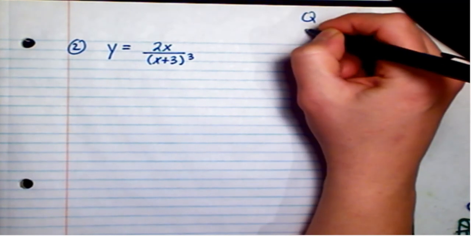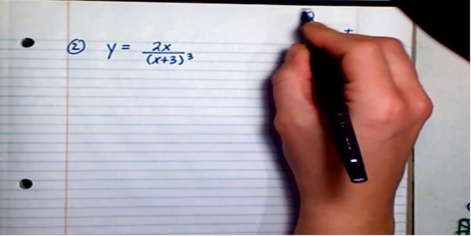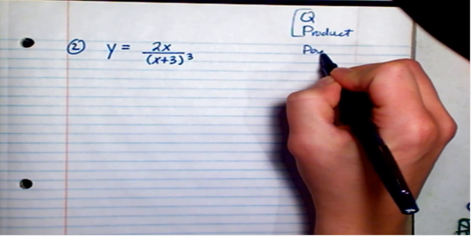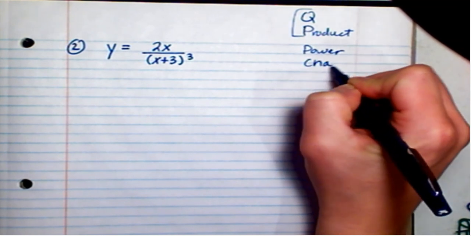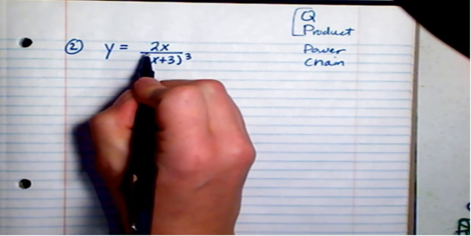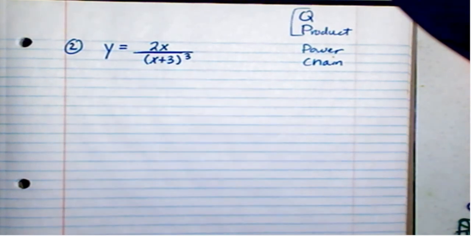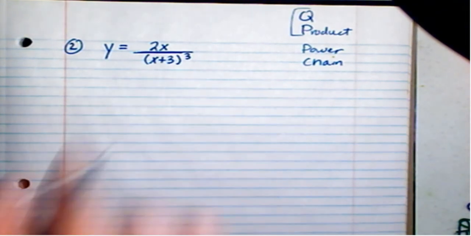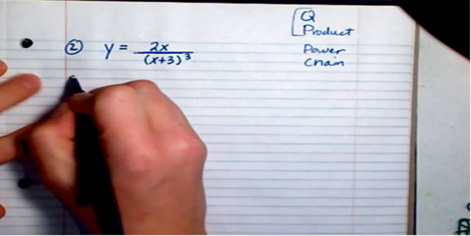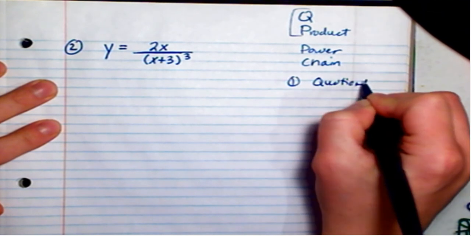All right, think about your choices. You have quotient, product. You have power, chain. I think I see chain rule, but I believe that this division comes before this. So I'm going to set up the quotient rule. The first thing I see is quotient.